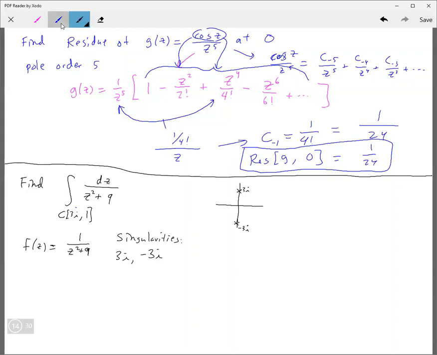This curve right here, this one, is right here. And so the only singularity that's inside is this 3i. So we don't have to worry about this one. We're only concerned about the 3i. And so what's the residue of f at 3i? Okay, so first of all, what kind of singularity is it?